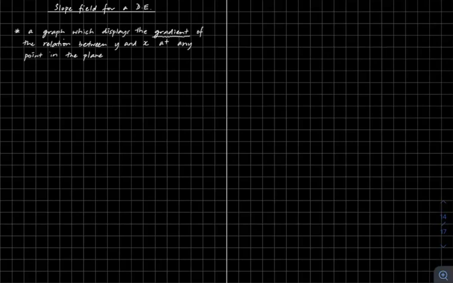In this video we're going to consider how we could construct what's called a slope field for a differential equation, which is kind of a numerical way of analysing what the gradient's doing and therefore what the function might look like. So it's a graph which displays the gradient of the relation between y and x at any point in the plane. So what we're going to do is basically draw a whole lot of little lines that show what the gradient of this relation might be at different points in the plane, and that might help us to get some understanding of what the graph actually looks like if we can think about its slope.